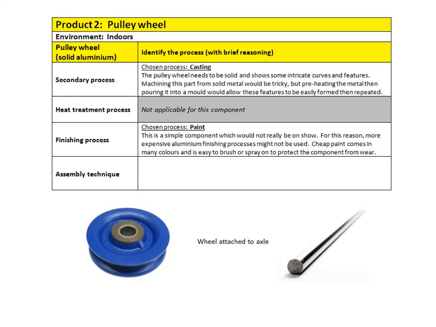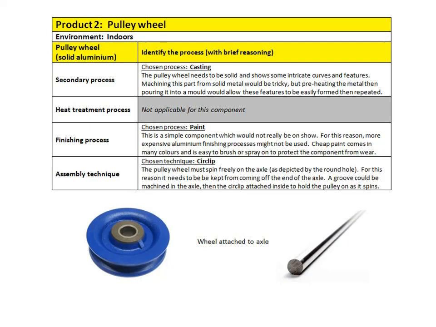If you remember, a circlip from P6 is a little clip which you put in a groove that you've machined around the end of the rod. So you put the circlip in the machined groove, it would clip on, and then you could spin your pulley wheel around and it would be prevented from coming off, but would still spin on its own. So I've chosen the circlip.